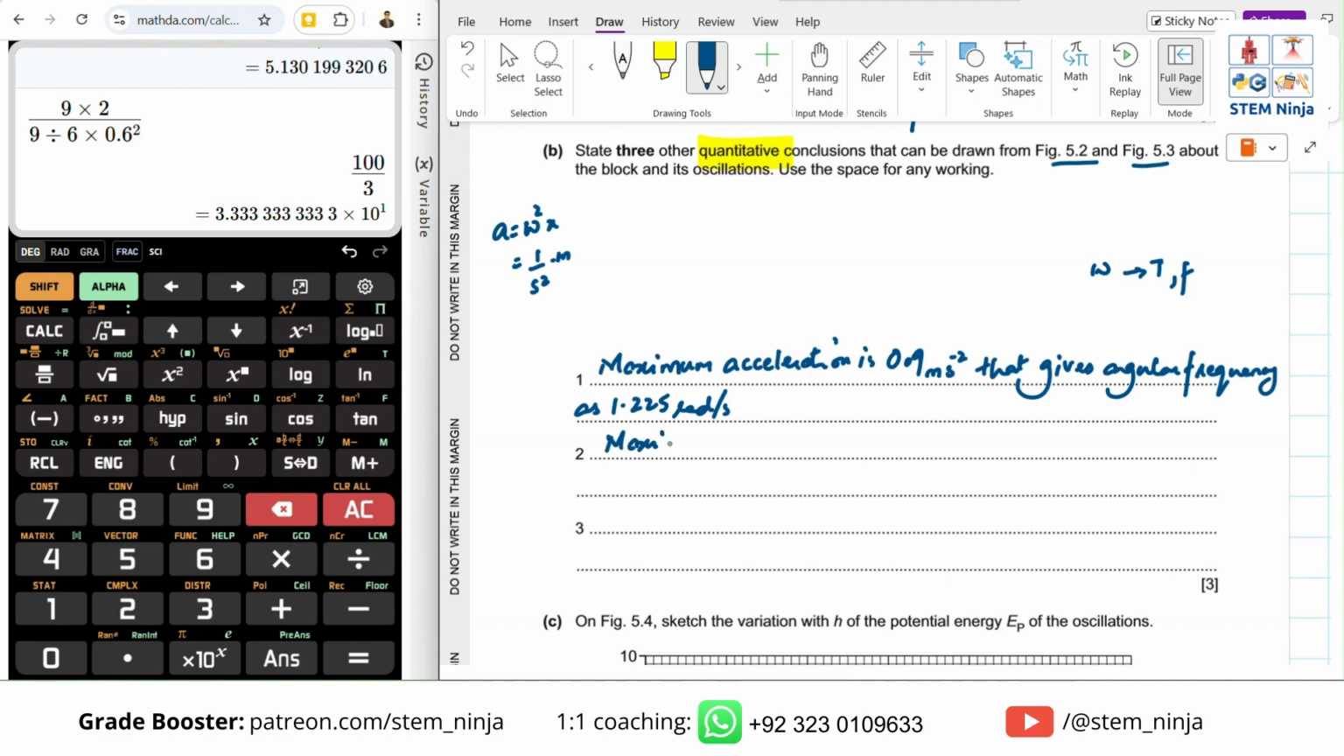Maximum kinetic energy is 9 joules, which can give us the mass of the block. The mass of the block is 33 kilograms. And that's it.